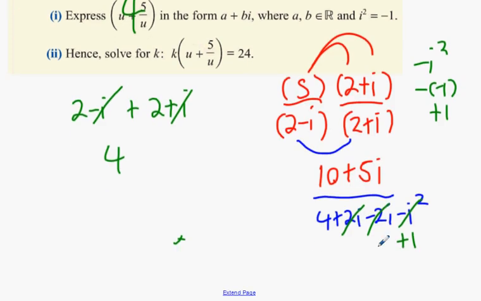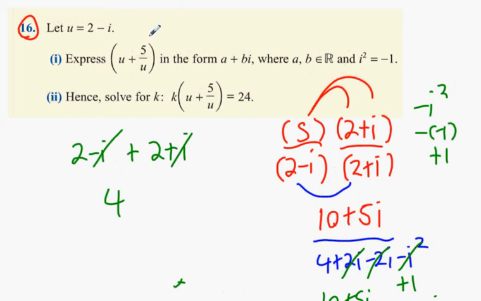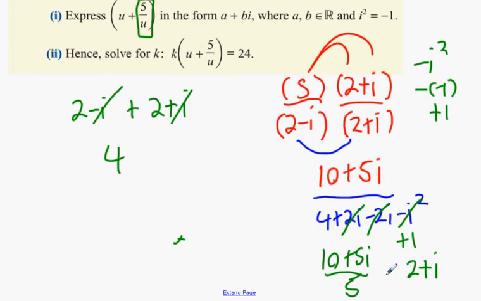4 plus 1? Yeah, it was 5. Okay. And it was 10 plus 5i all over 5, which turned into 2 plus i. See the 5 over u, Sean? The 5 over u is that answer there. The 2 plus i is the 5 over u. Okay, but then you forgot about the u that's getting added onto it. The u is 2 minus i, and then the 5 over u is the 2 plus i. And then when we combine both answers together, we get 4.